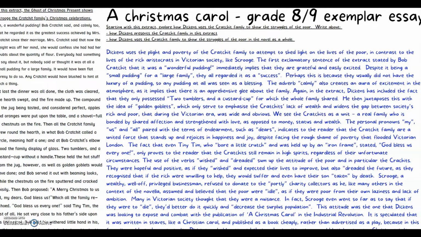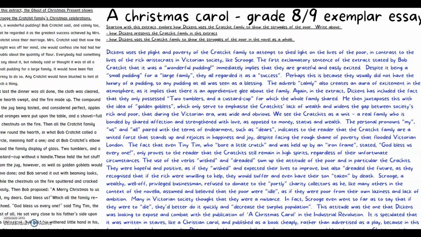The first exclamatory sentence of the extract stated by Bob Cratchit that it was a wonderful pudding immediately implies that they are grateful and easily excited. That's AO2 right there for you.